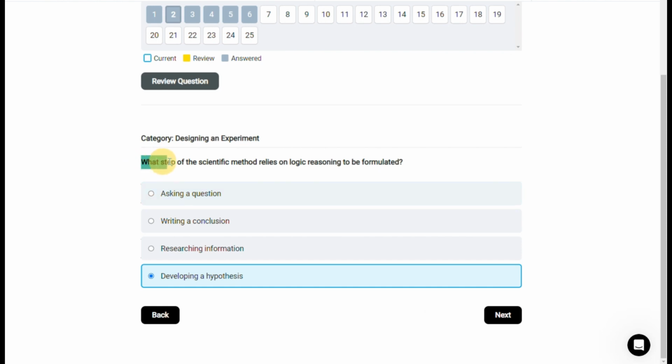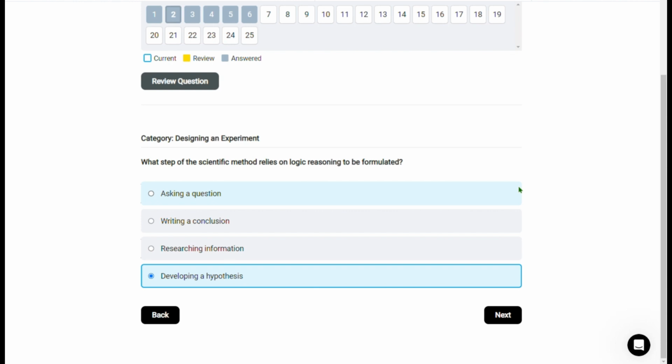Next up, what step of the scientific method relies on logic and reasoning to be formulated? This would be developing a hypothesis. Again, thinking of what a hypothesis is, it's really just a question that has a proposed answer and possibly even some reasoning with it. It is the first thing that must be used in the scientific method.